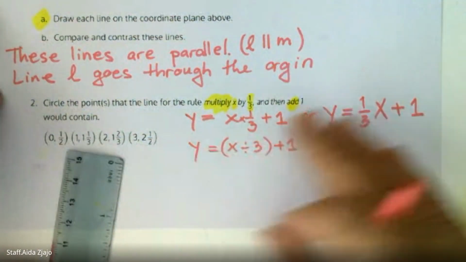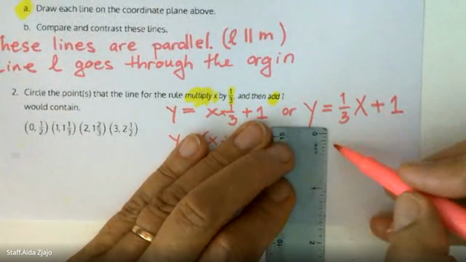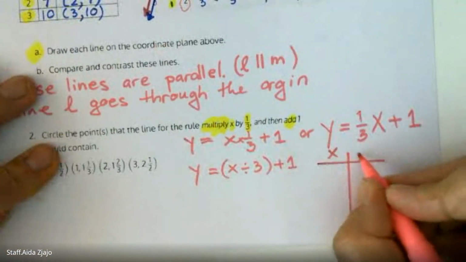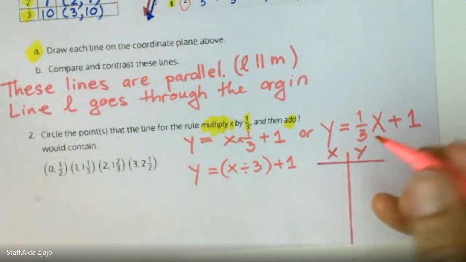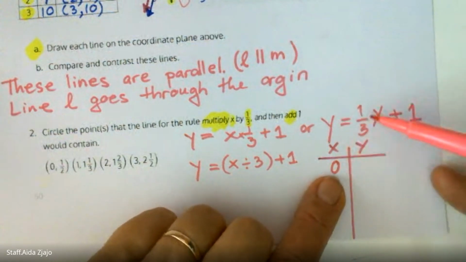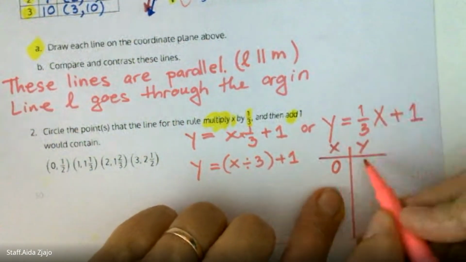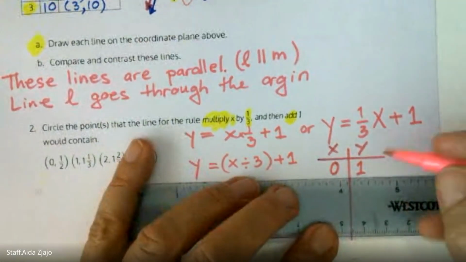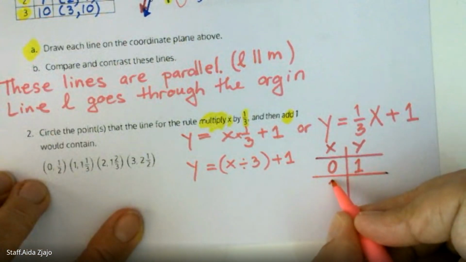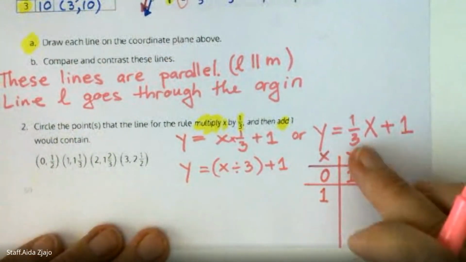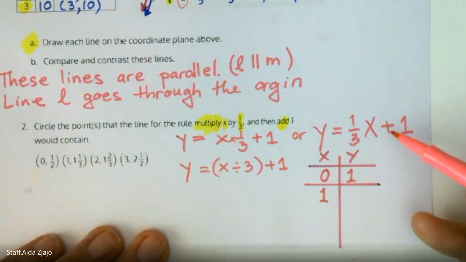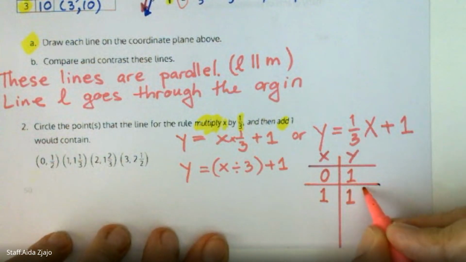If I create a table for this, I can create x and y. So if x is 0, what could be the y? So 1/3 times 0 is 0, plus 1 is 1. So the first point could be that. Next, if I pretend that x is 1, what would be the y? So 1/3 times 1 is 1/3, plus 1 makes 1 and 1/3.